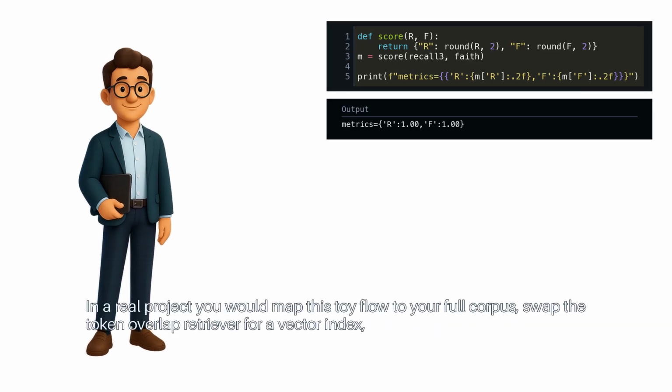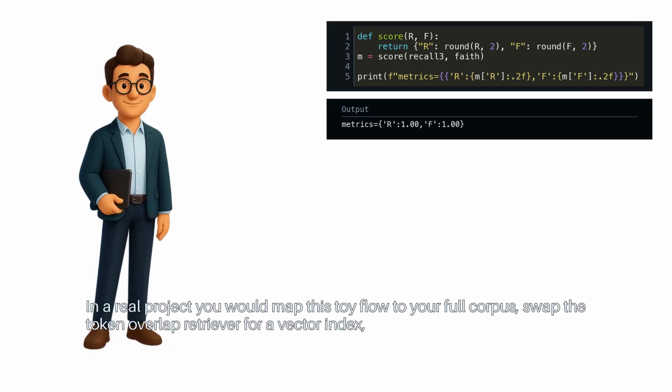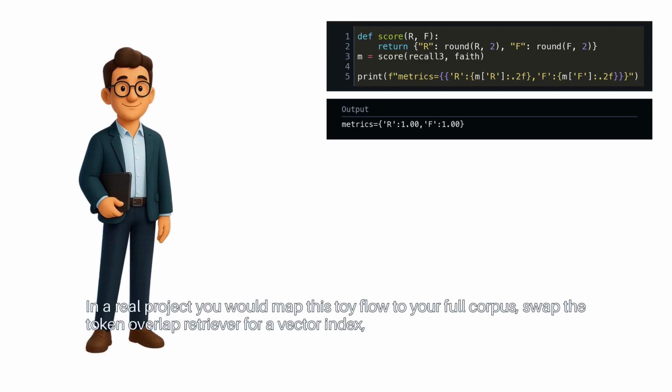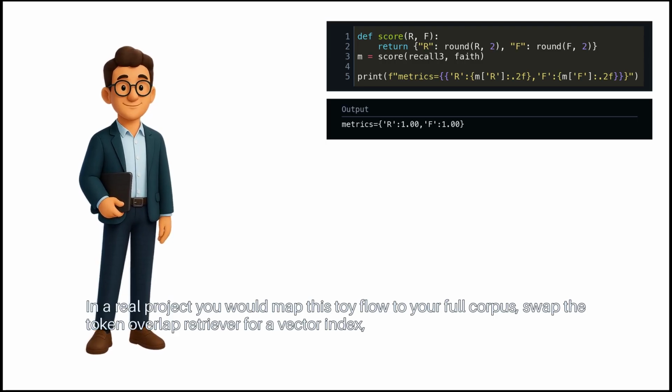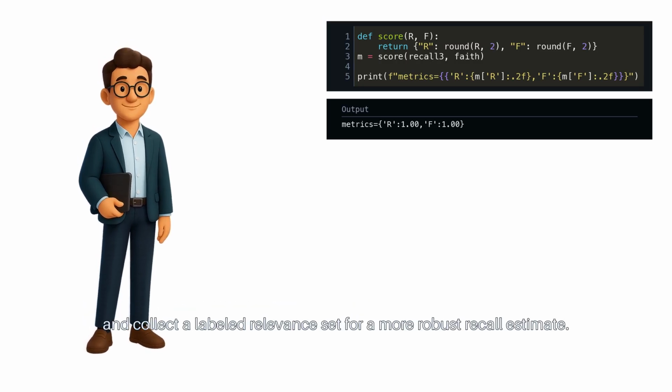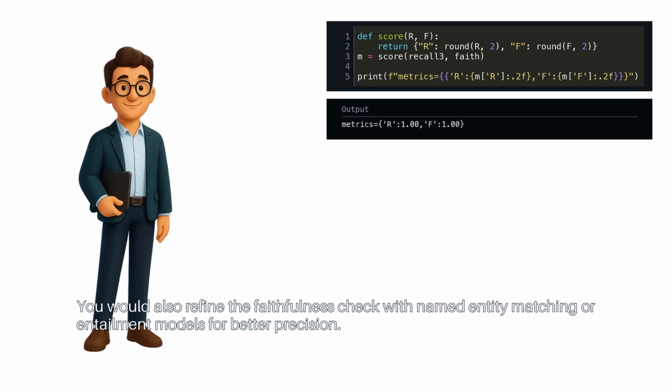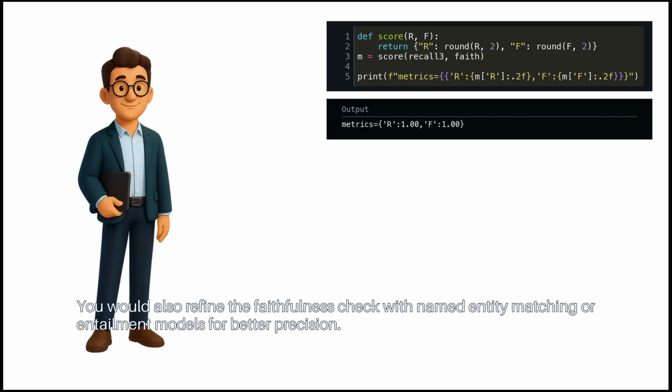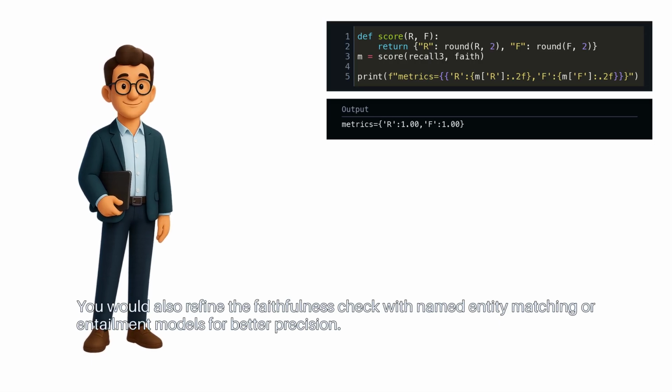In a real project, you would map this toy flow to your full corpus. Swap the token overlap retriever for a vector index and collect a labeled relevance set for a more robust recall estimate. You would also refine the faithfulness check with named entity matching or entailment models for better precision.